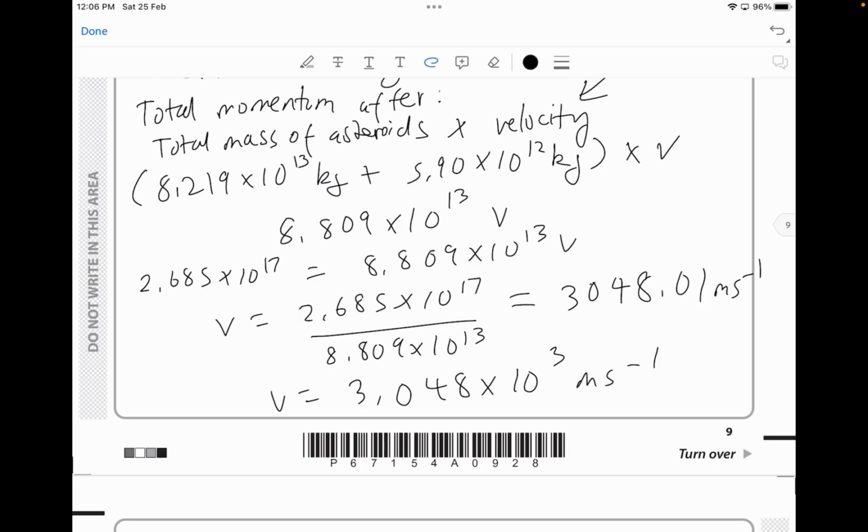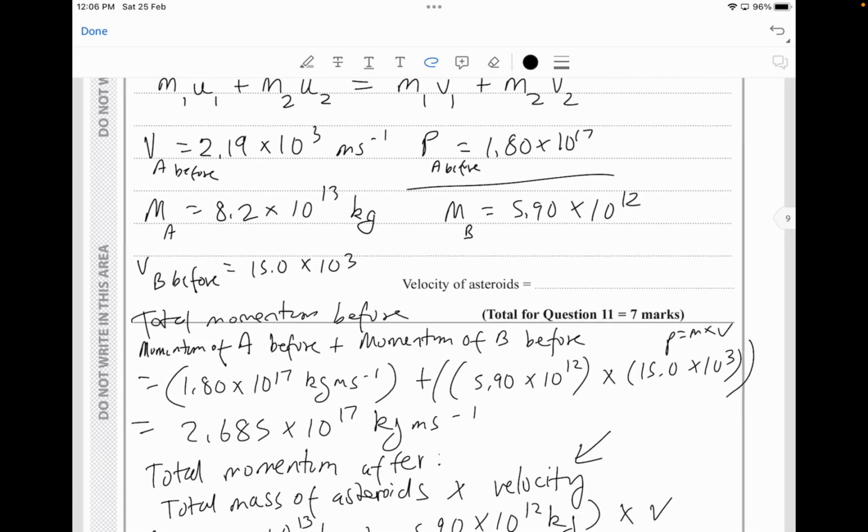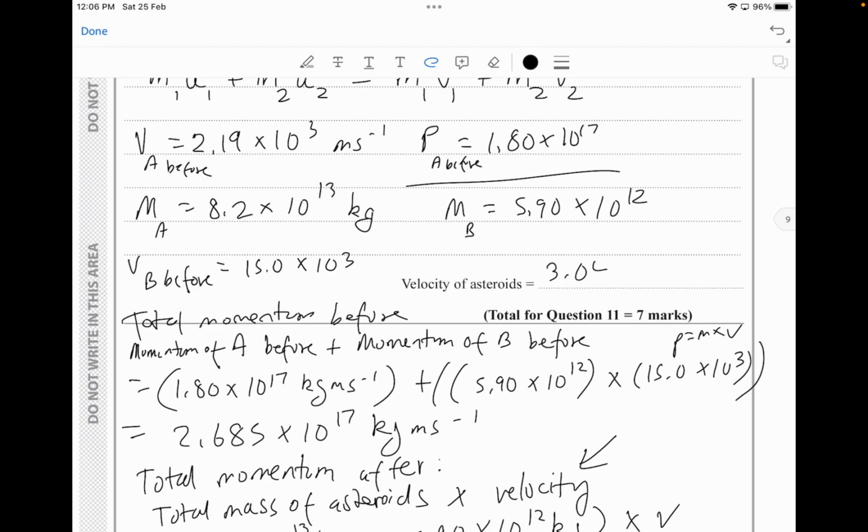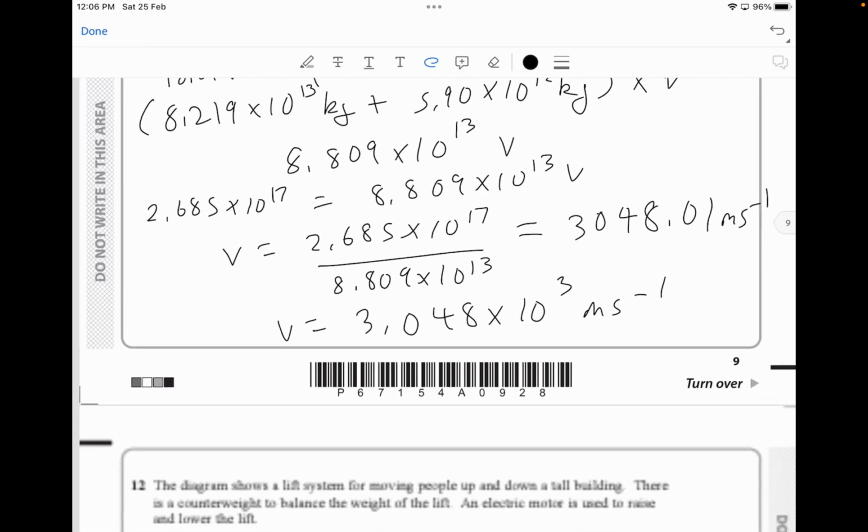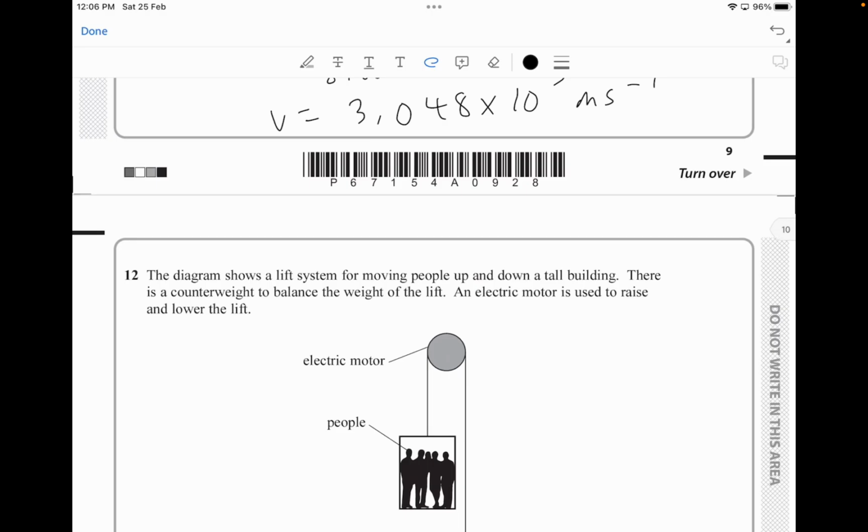This is going to be your answer. Okay? So it's going to become 3.048 times 10 raised to the power of 3 meters per second. This is going to be our final answer. Alright, let's move on to the next question.